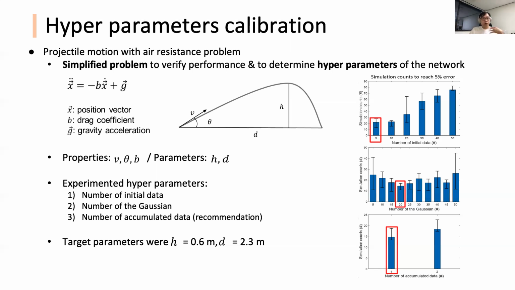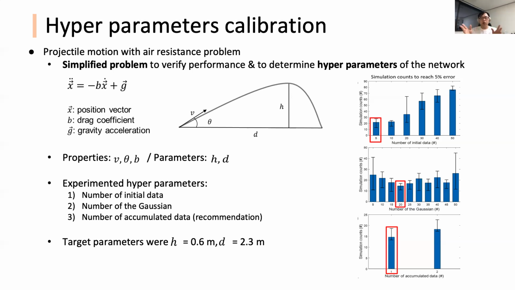Like I said, we tried varying the number of initial data, the number of Gaussians, and the number of accumulated data, which is the number of additional data that we give to the machine per iteration. The results you can see on the right. We find that 5 is the best number of initial data for the simulations to reach within 5% error of the target. And the best number of Gaussians is 20.